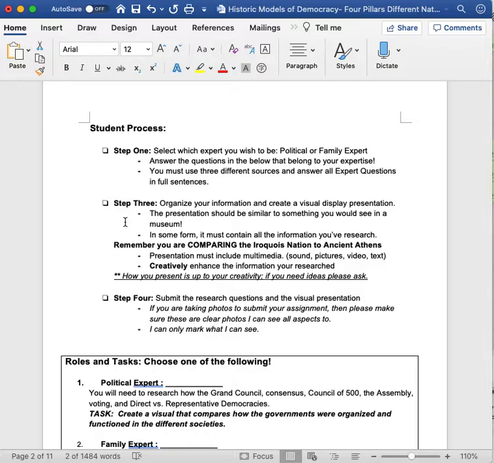Step 1. Well, I went 1, 3, 4. And sometimes I got to make sure I read these. 1, 2, 3. There's really 3 processes. So first, you're going to select which expert you wish to be, a political or a family expert. Then you're going to answer the question below. We'll get to these questions that belong to your expertise.